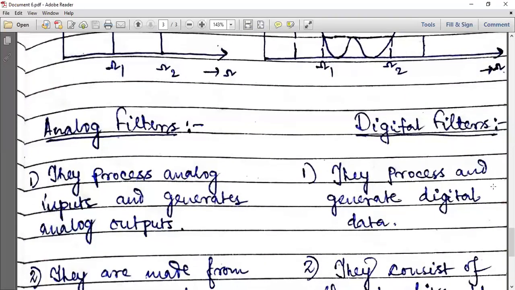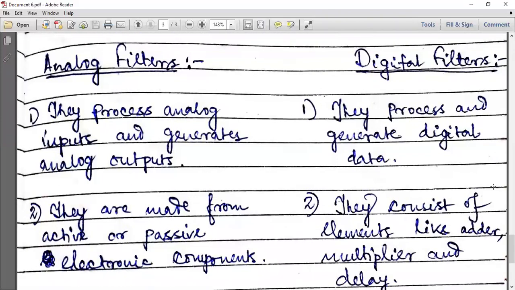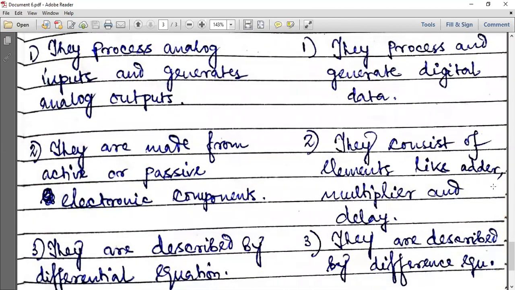Okay. So now come to the difference between analog and digital filters. What are the differences between analog and digital filters? You see, analog filters process analog inputs and generate analog outputs. Digital filters process and generate digital data. In the second point, analog filters are made from active or passive electronic components. Here, digital filters consist of elements like adder, multiplier, and delay.